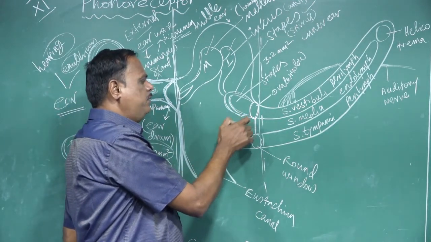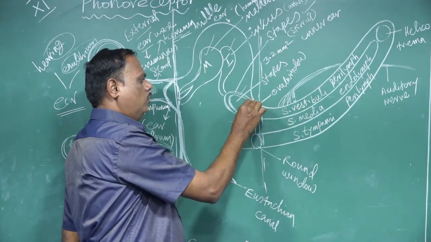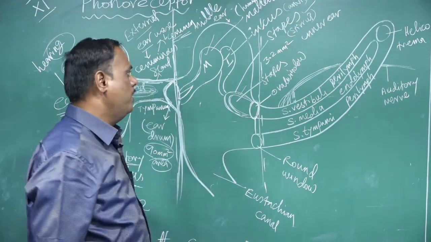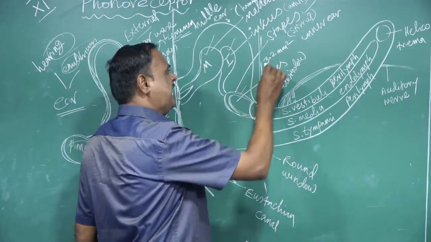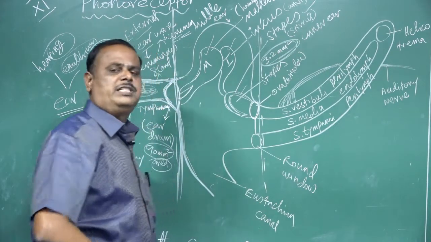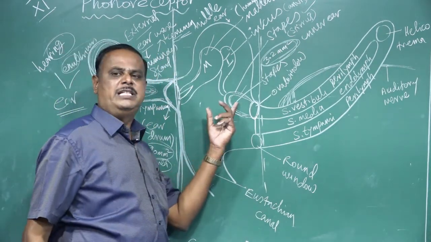The end of the stapes is connected to the oval window, on the surface of the oval window. The size of the stapes is 3.2 millimeters square.